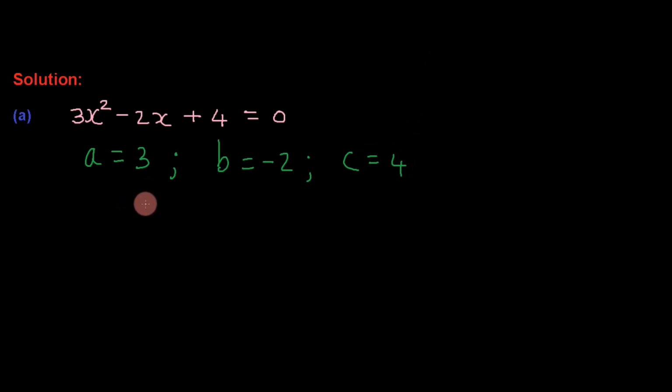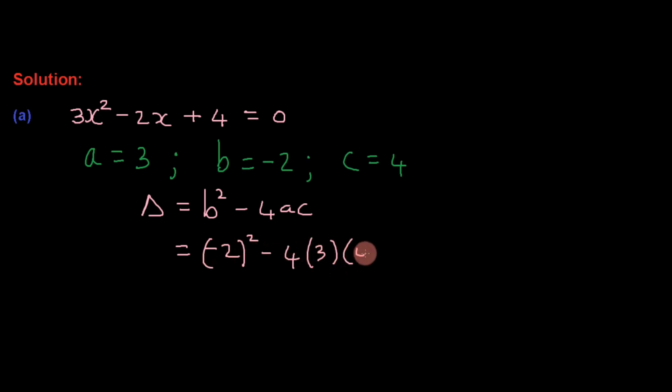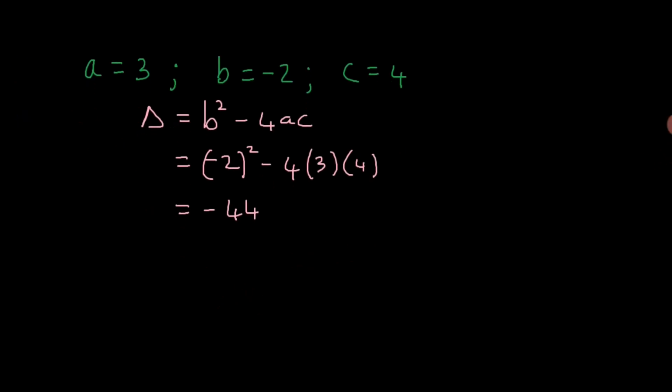Now we can find the value of delta, and we simply substitute these values into the equation for delta. And on a calculator, this comes to negative 44. So we can see that delta is less than 0, and we can conclude that the roots are non-real.